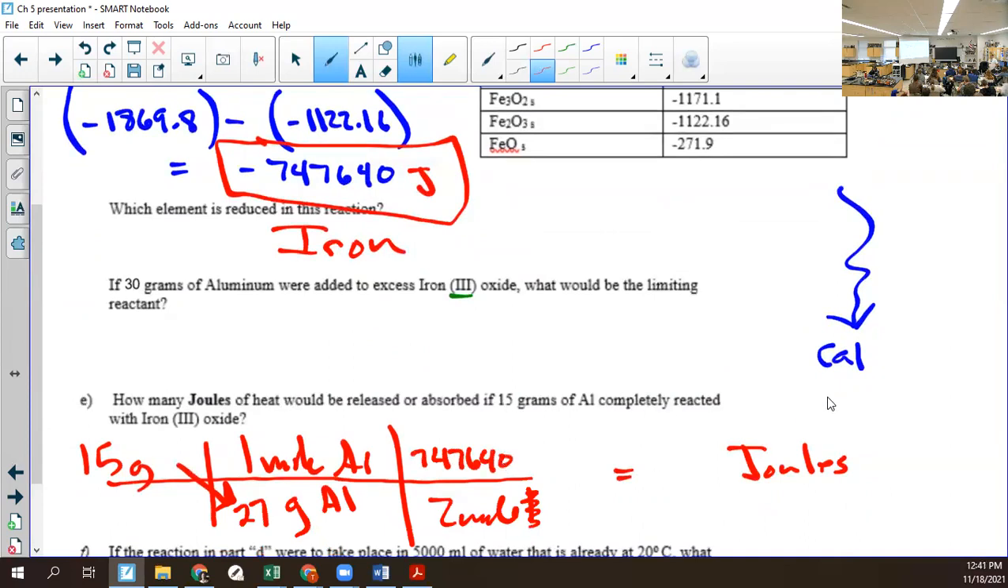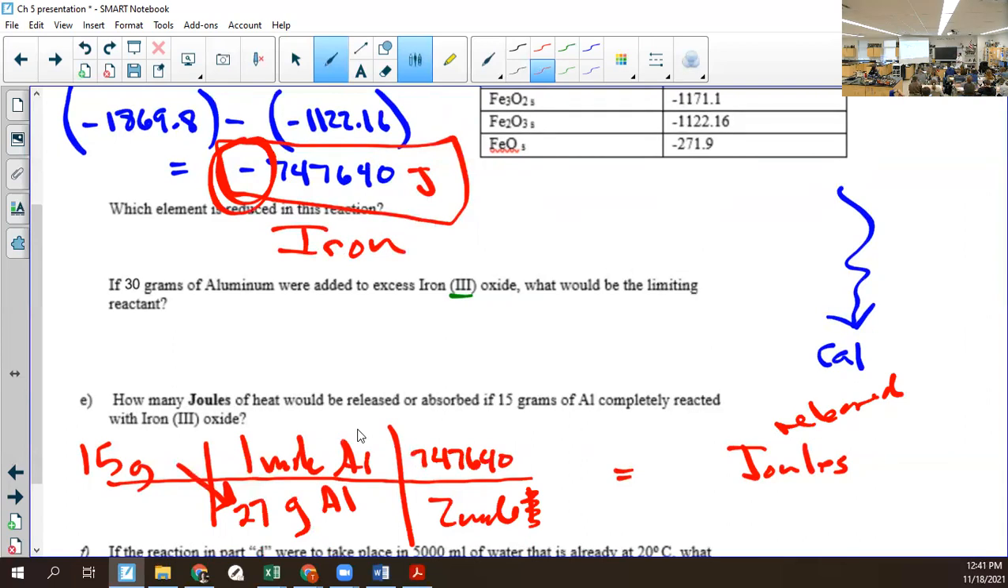Wait, does it matter if it's negative? Well, it says would be released or absorbed. So when we write our answer, you should write released or absorbed. Okay. So which one will it be? Released. How do we know it's released? Because that was a negative right there, right? Thermite is an extremely exothermic reaction. So it's one of the most exothermic reactions.